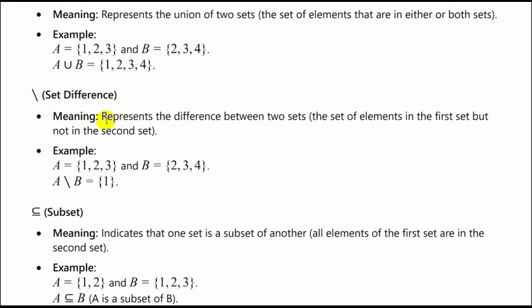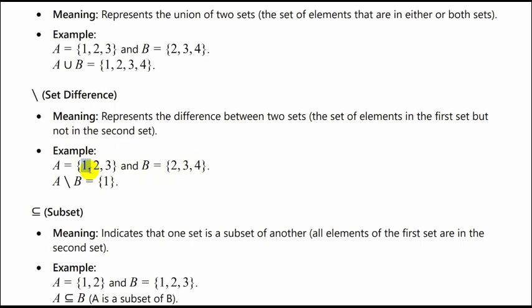This is a set difference. What does it mean? If you see here, it represents the difference between the two sets. The set of elements in the first set but not in the second set. So this only states what is there in the first set but not in the second set. So we are not concerned with the second set at all. We are only concerned with what is there in the first set but not present in the second.